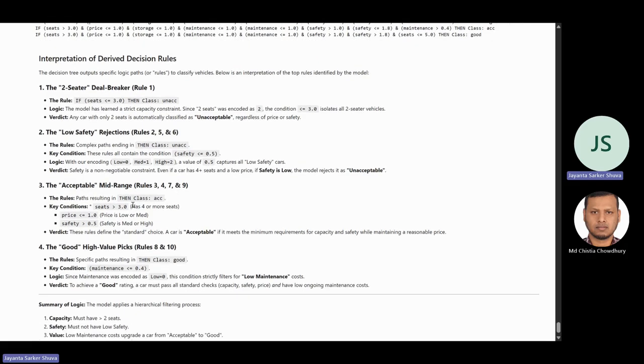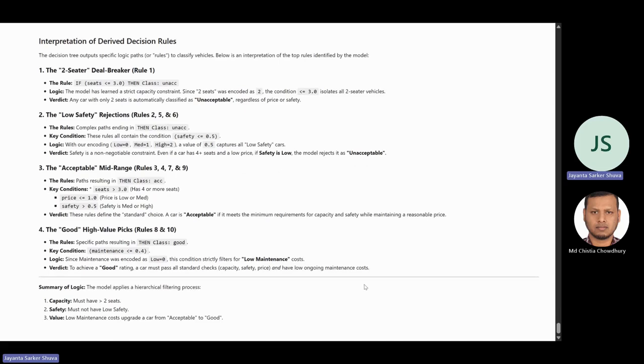Then the acceptable, this is actually the standard choice. It will be acceptable if it meets the minimum requirements on capacity and safety while maintaining a reasonable price. Now the high value, those are good ratings which passed all the standard checks, with low ongoing maintenance cost. So this is the standard logic: capacity must have more than 2 seats, safety must not be low, and low maintenance cost upgrades a car from acceptable to good.